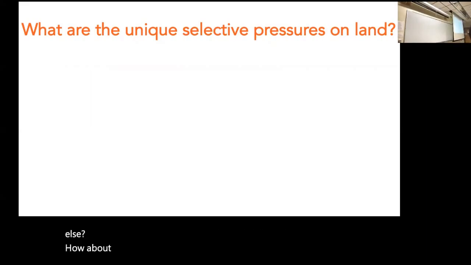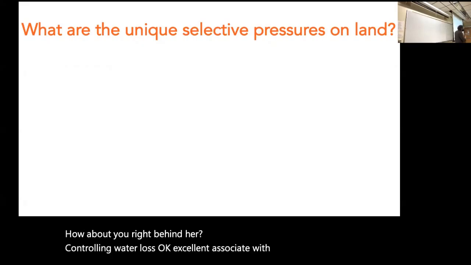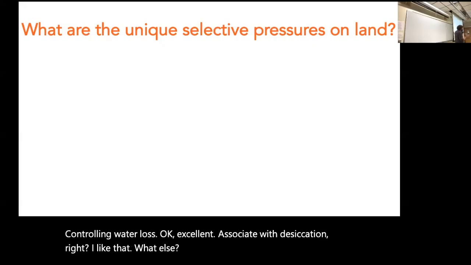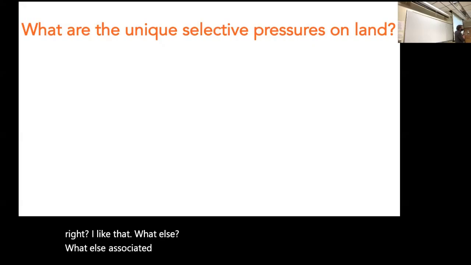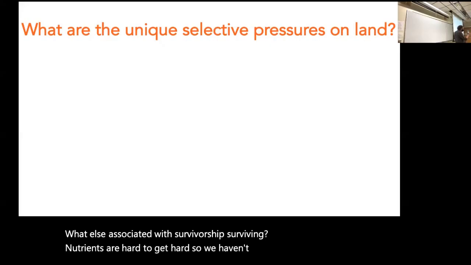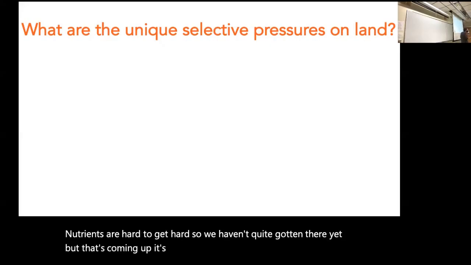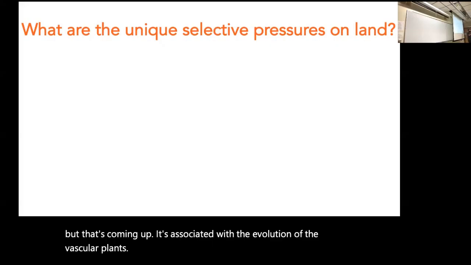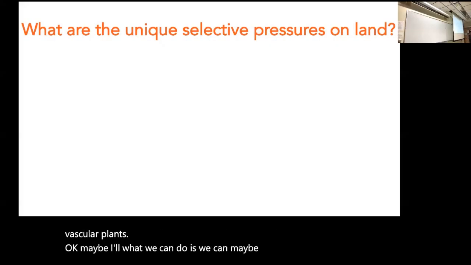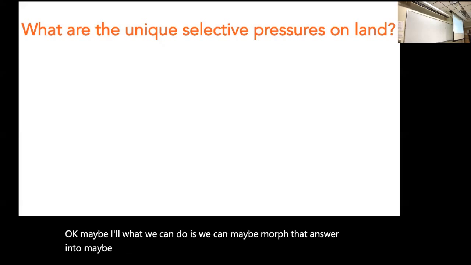How about you, right behind her? Controlling water loss. Okay, excellent. Associated with desiccation. All right, I like that. What else? What else associated with survivorship? Surviving. Nutrients are hard to get. All right, so we haven't quite gotten there yet, but that's coming up. It's associated with the evolution of the vascular plants. Okay, maybe we can morph that answer into transporting resources, transporting nutrients. Okay.